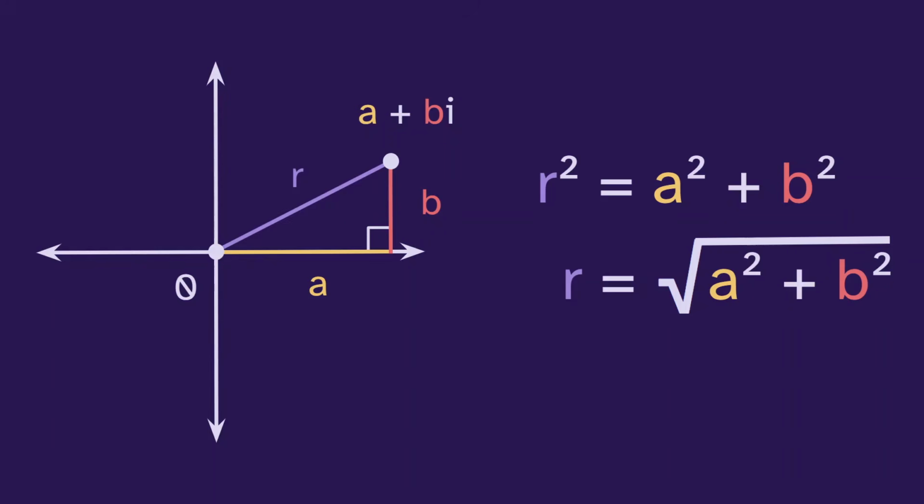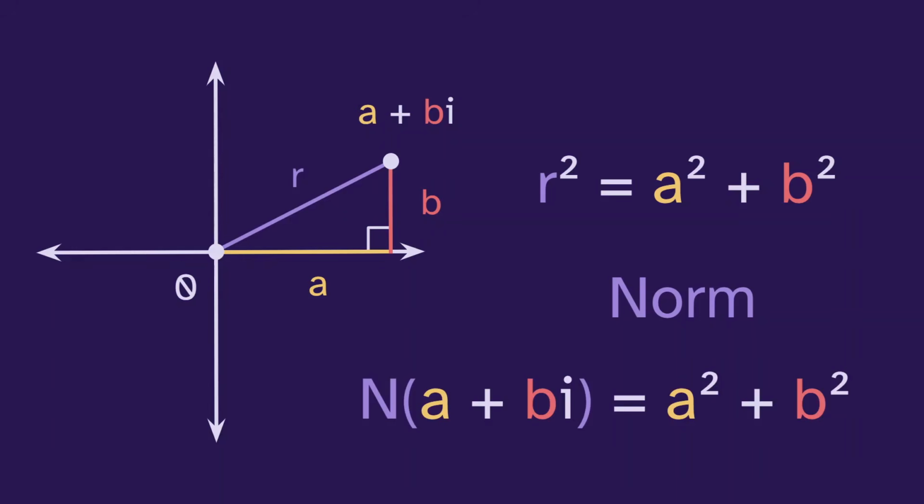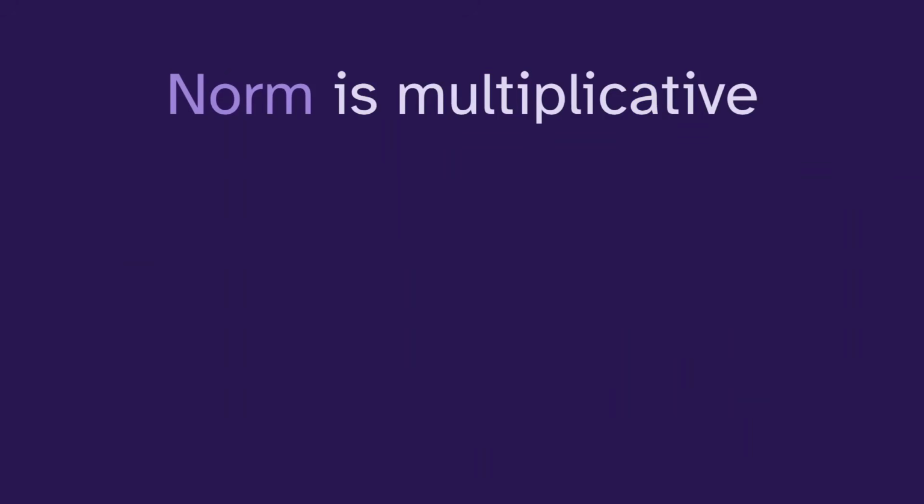But that's a little messy. Maybe we just want to use the radius squared. That's going to be nicer to deal with. And the term for the radius squared is the norm. And we write it like this. The norm of a plus bi is a squared plus b squared. And the norm has some very nice properties. First of all, the norm is multiplicative. It distributes over multiplication.